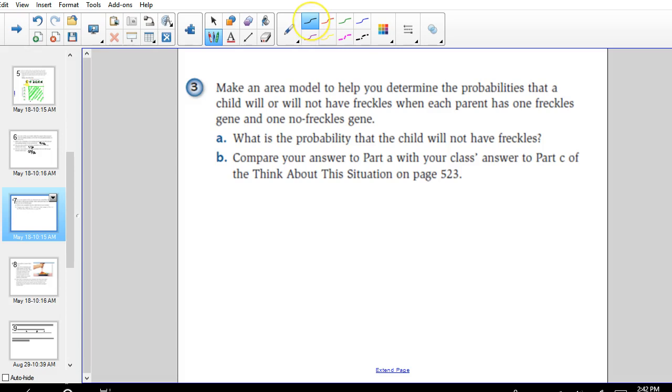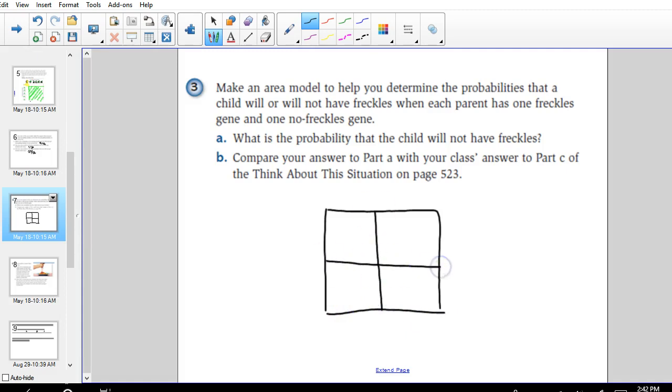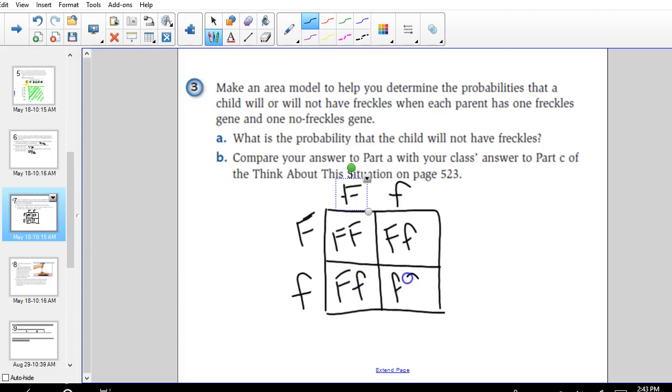So here we're talking about freckles or no freckles. So I'm going to use a big F for freckles and a little f for no freckles. And this is a dominant gene situation here, like we've talked about. So we know each parent has one freckles gene and one no freckles gene. So we've got capital F and then a lowercase f. So if both parents have this case, that means we've got a big F, big F here, big F, little f here, big F, little f here, and then 2 little f's.